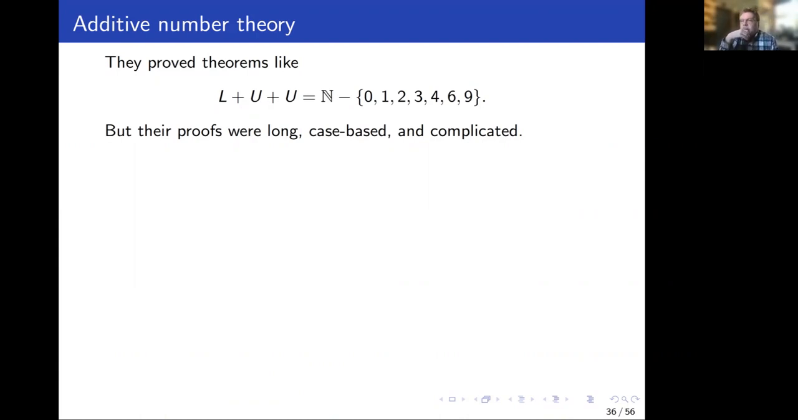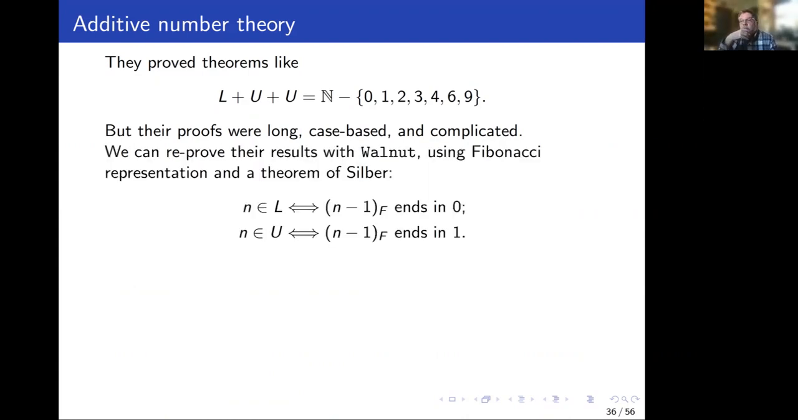And if you're like me, you always worry maybe some case was missed, or as you read it, you think, oh, maybe I missed something. But you can do this with Walnut. And how do you do that? Well, there's a very nice theorem due to Silber, which says n is in the lower Wythoff sequence if and only if the Fibonacci representation of n minus 1 ends in 0, and n is in the upper one if n minus 1 in the Fibonacci representation ends in 1.